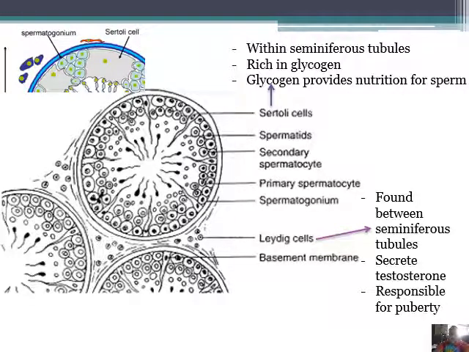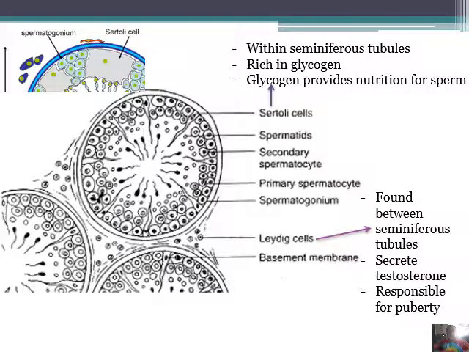Okay, so what do the Sertoli cells do? They're within the seminiferous tubules, and they're rich in glycogen, and the glycogen provides nutrition for the sperm. Finally, we have the Leydig cells, and they are found between the seminiferous tubules, and they secrete testosterone, and they are directly responsible for puberty.